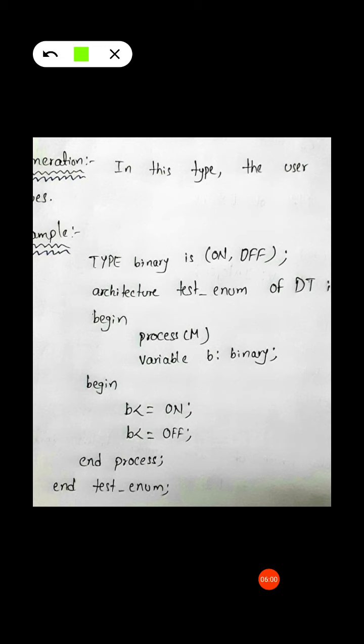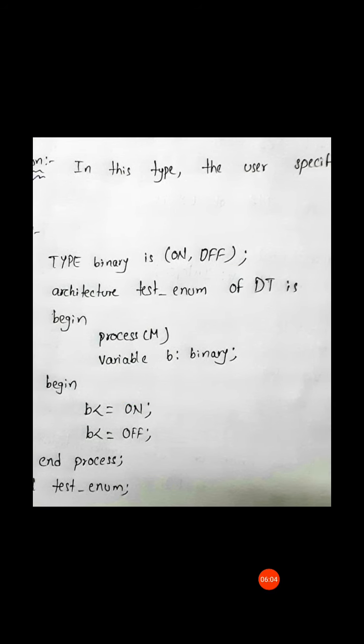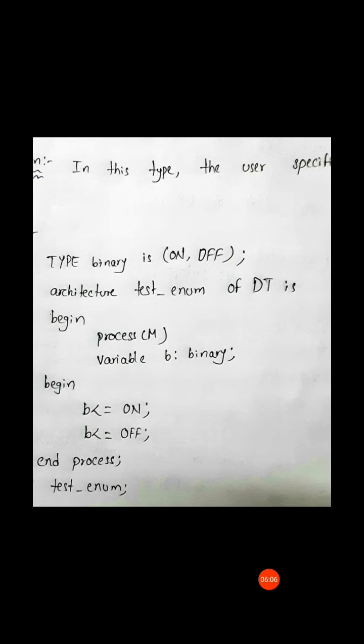Next, architecture test enum. Test enum is one of the names for this architecture of DT. The data type is a process with variable B, right? So here we are giving the binary value for this variable B. Binary means here on or off. We have already given the values here, right?